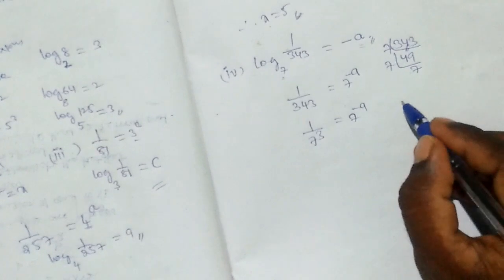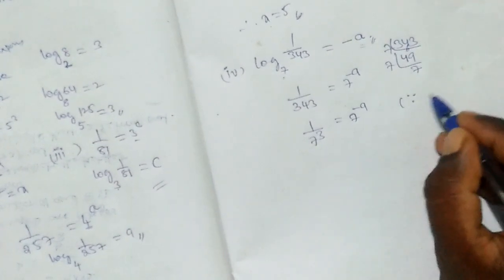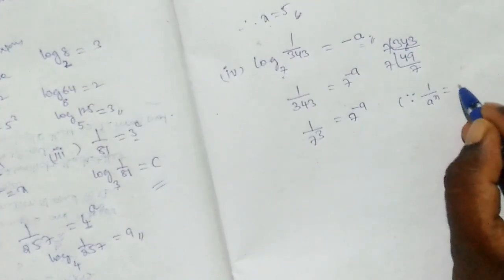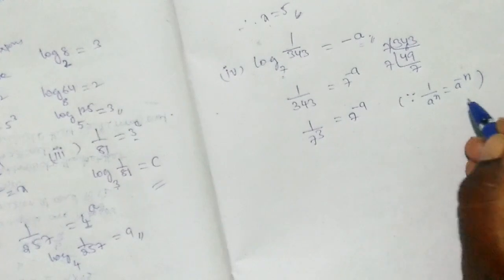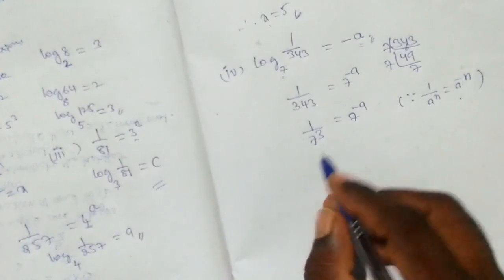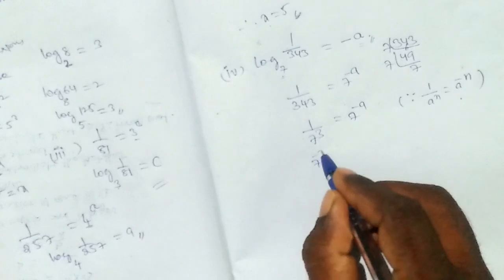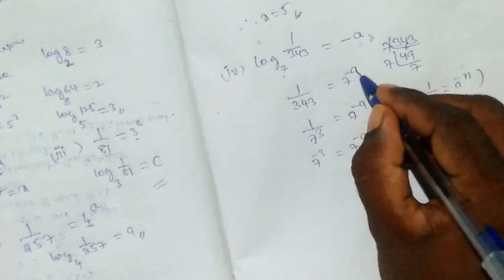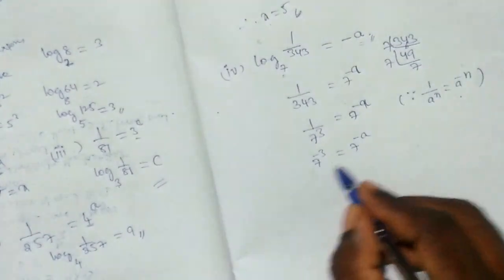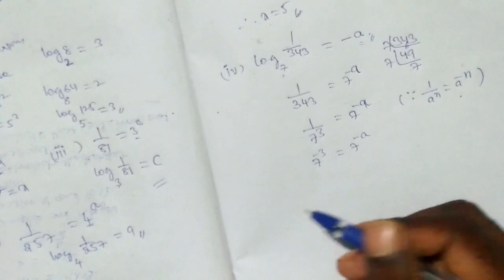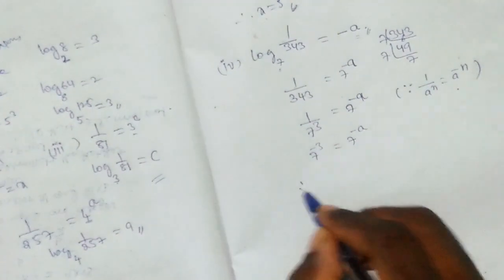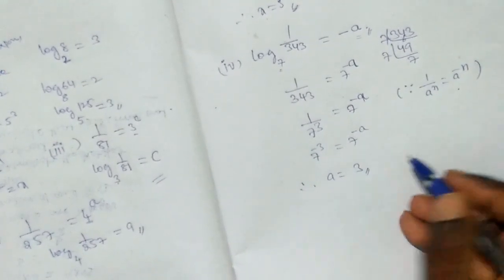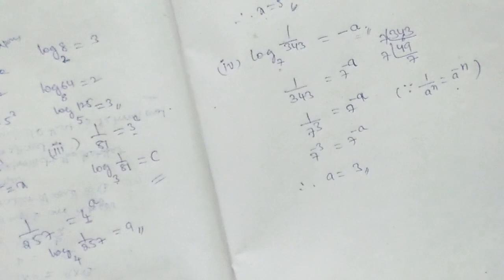There is one exponential law: 1 by a to the power of n is equal to a to the power of minus n. By using this law, I will write like this: 7 to the power of minus 3 is equal to 7 to the power of minus a. So bases are equal, then exponents are also equal. Therefore a is equal to 3. So what is the a value here? 3.